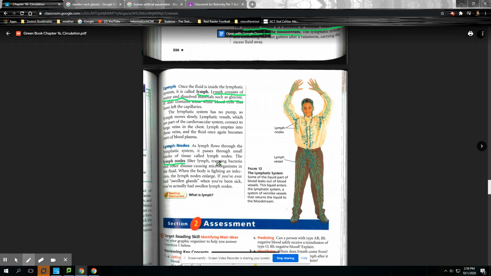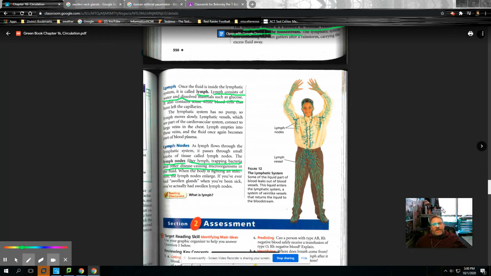Lymph nodes, and what they do is they filter lymph by trapping bacteria and other disease-causing microorganisms in the fluid. Lymph nodes filter lymph, trapping bacteria and other disease-causing microorganisms in the fluid.